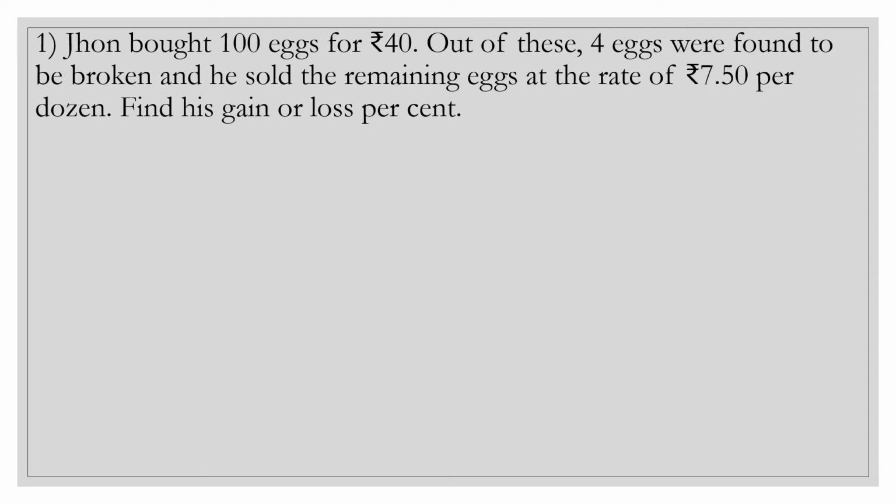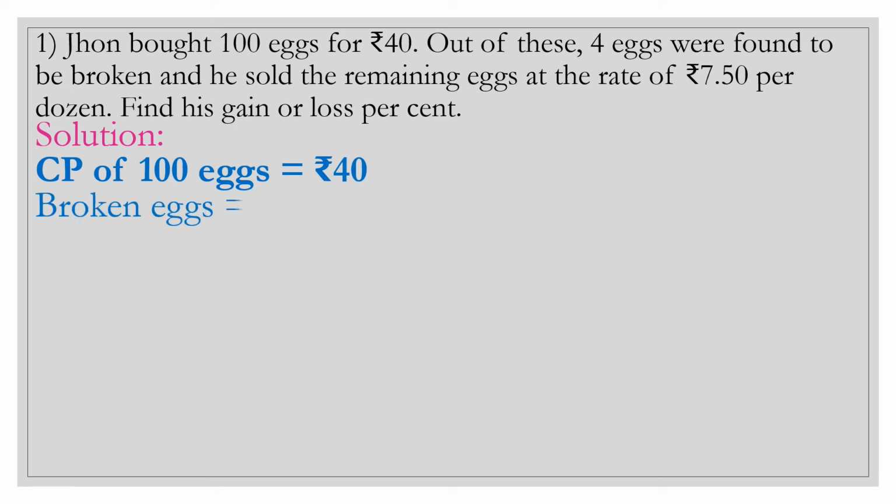John bought 100 eggs for rupees 40. Out of this, 4 eggs were found to be broken and he sold the remaining eggs at the rate of rupees 7.50 per dozen. Find his gain or loss percent. See, the cost price of 100 eggs is equal to rupees 40 and broken eggs is equal to 4. So sold eggs is equal to 100 minus 4. We get 96 eggs. That means he sold the 96 eggs at the rate of rupees 7.50 per dozen.